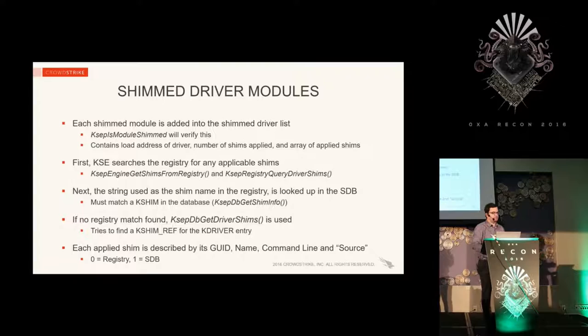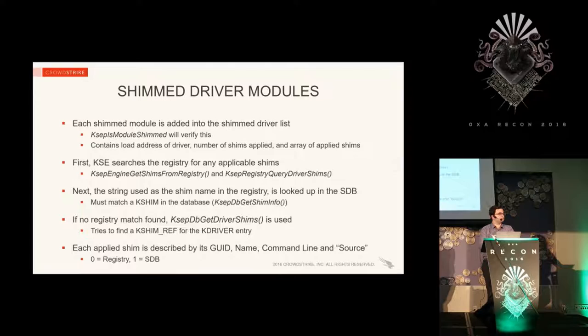And we're going to see how the registry basically allows you to shim a driver. This happens with KsepEngineGetShimsFromRegistry and KsepRegistryQueryDriverShims. Now, if the registry says that you have a shim called foobar registered for this driver, we're going to look in the SDB, the database: is there a shim called foobar? The database actually has to define all possible shims. A shim then has a shim descriptor called a KSHIM, which tells us the name of the shim, the GUID of the shim, and the module that should be providing the shim, so the driver that's actually going to be doing that.